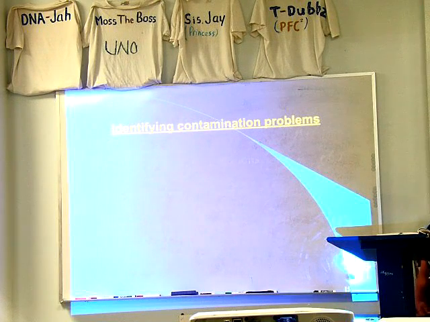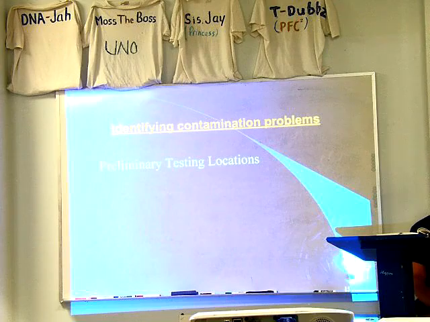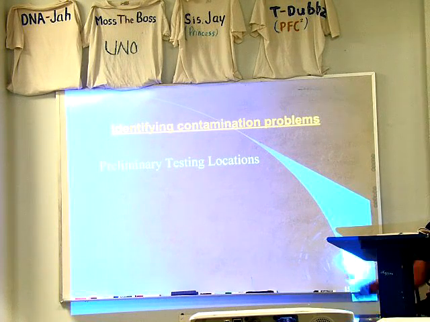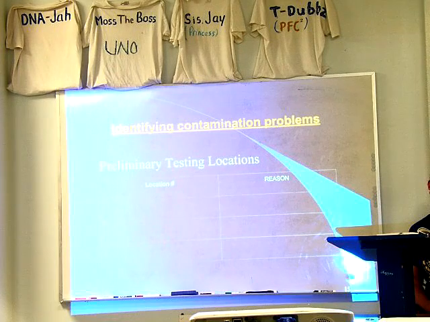Underneath the words identifying contamination problems, we're going to create a chart. This chart is going to be called preliminary test locations. How many wells are you going to start off by testing? Three. 12 total, but you need to start off with three. That's why it's called preliminary. These three will assist you into the other nine that you want to test. Does that make sense? So the chart that you're going to create, a small chart, is going to look like this. Say the location number, and say the reason, and then there's three boxes for the first three.